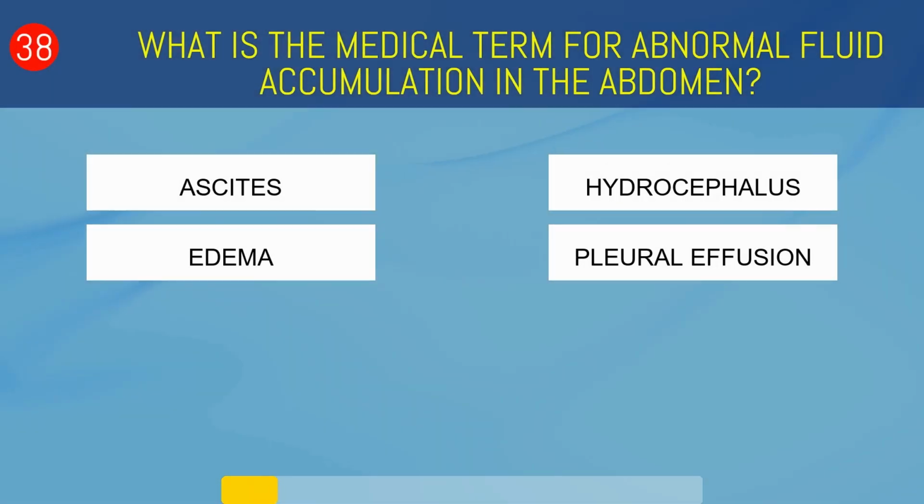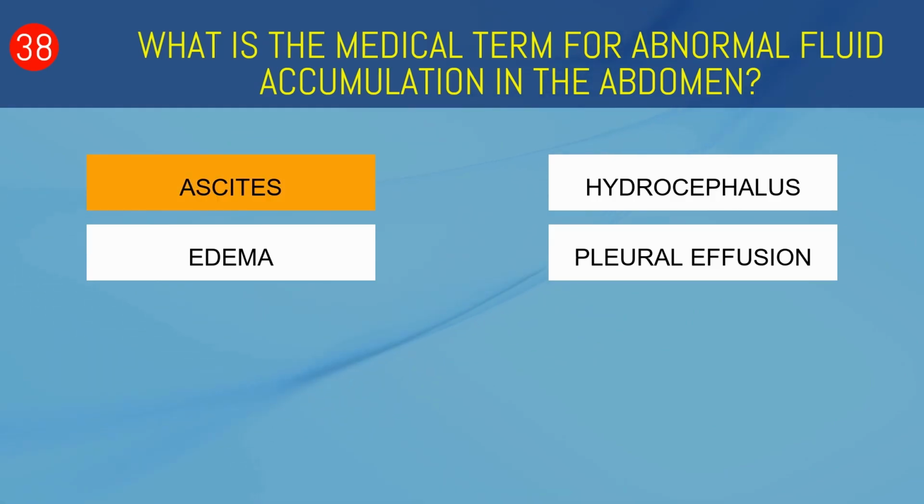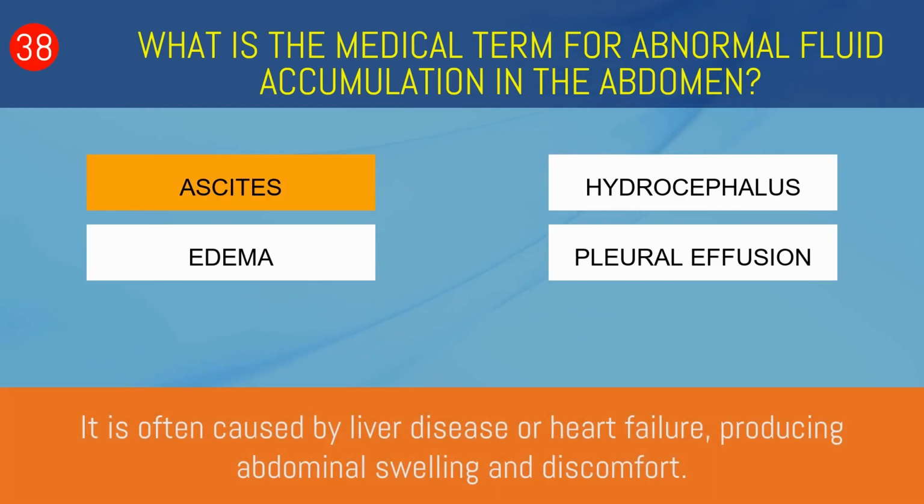What is the medical term for abnormal fluid accumulation in the abdomen? Ascites, edema, hydrocephalus, or pleural effusion? Ascites. It is often caused by liver disease or heart failure, producing abdominal swelling and discomfort.